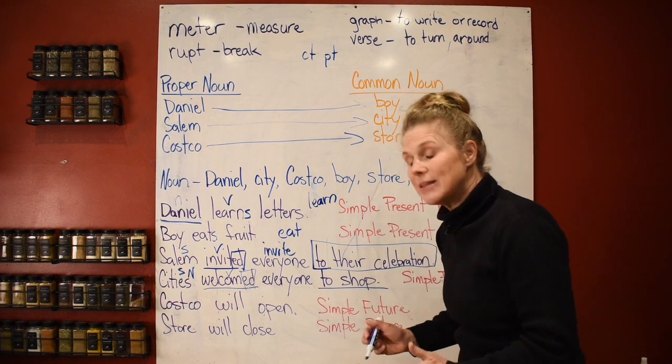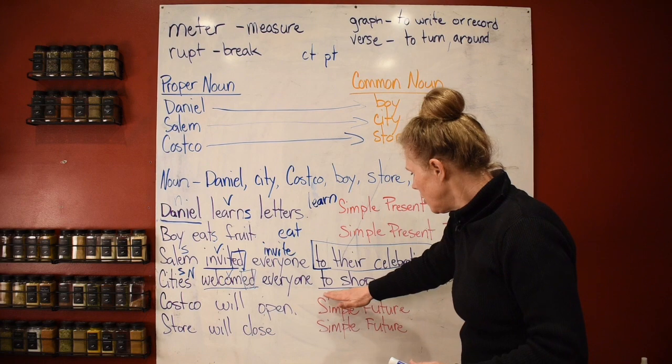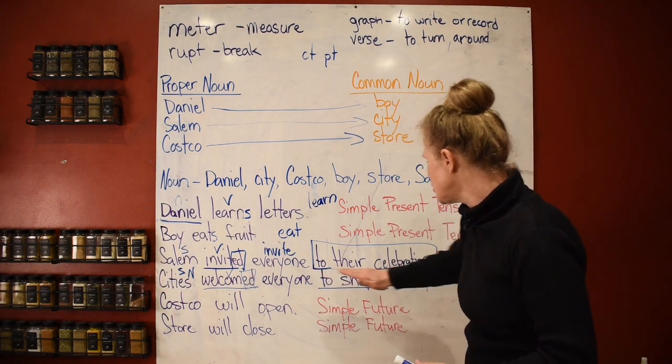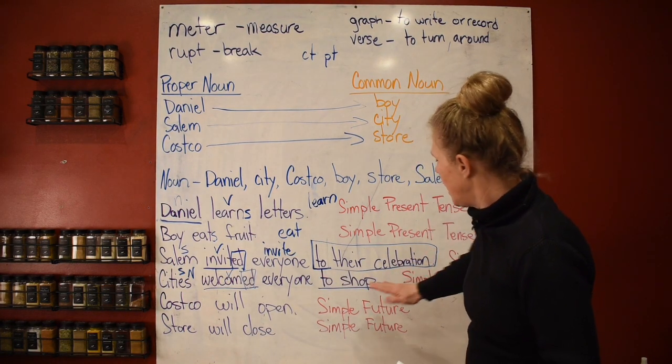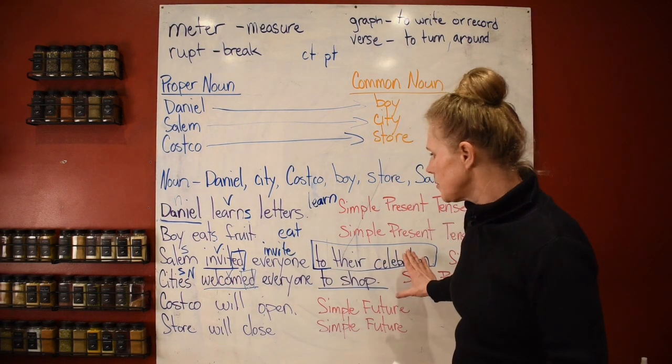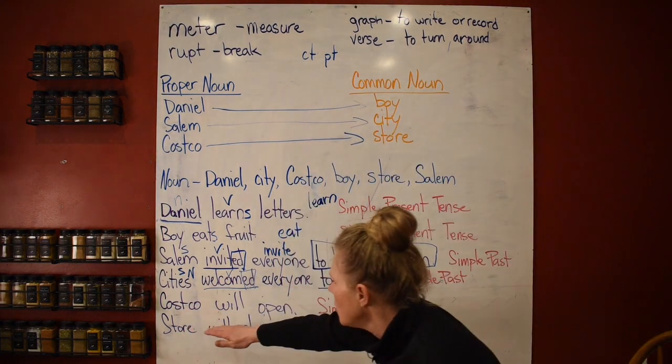This one right here is an infinitive. To shop is an infinitive. This "to" is a preposition. And we'll go over that. Don't get super confused. Costco will open.